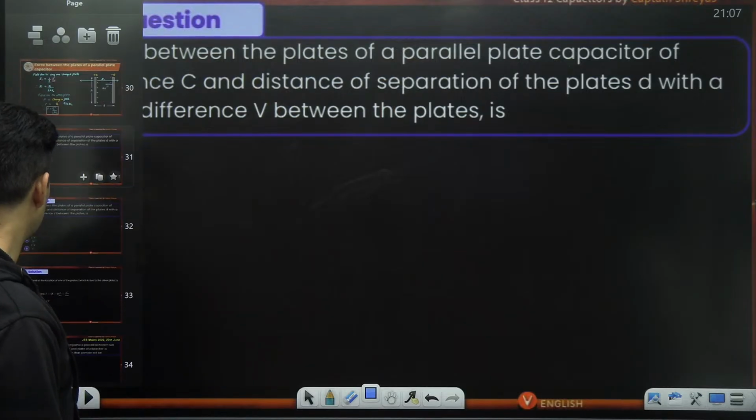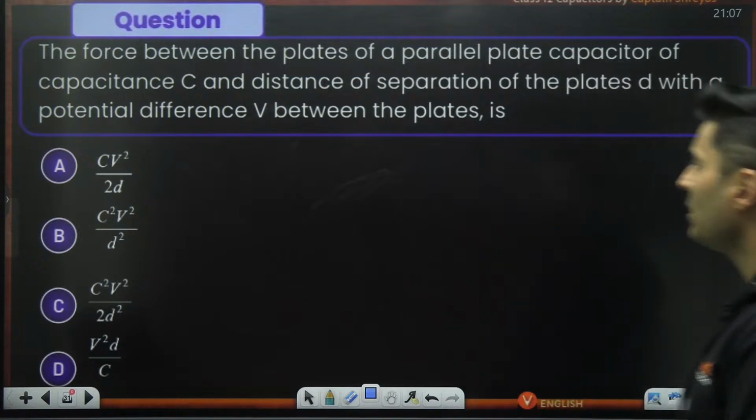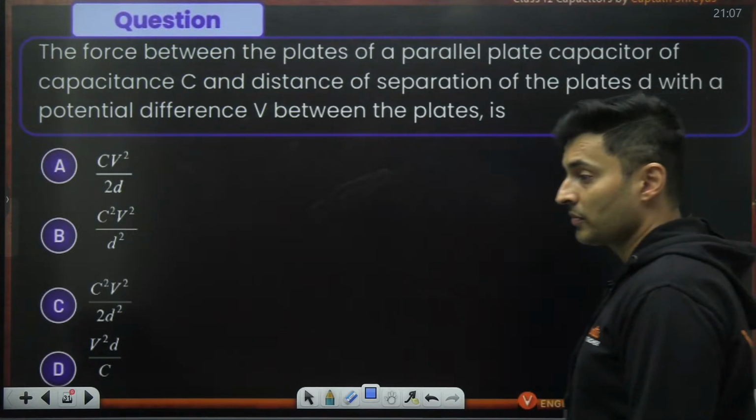Here comes the first question on your screen. The force between the plates of a parallel plate capacitor, capacitance C, distance D, voltage V is how much?